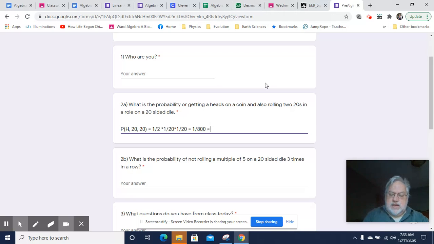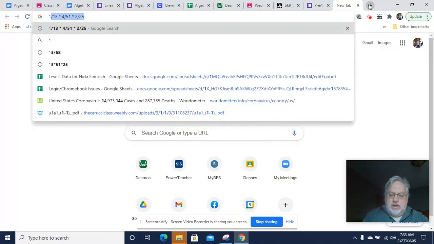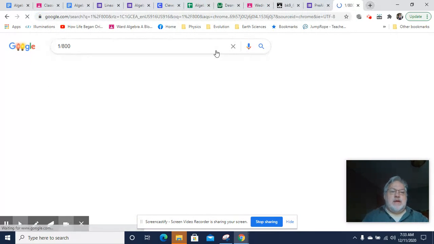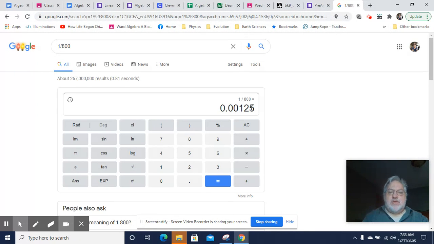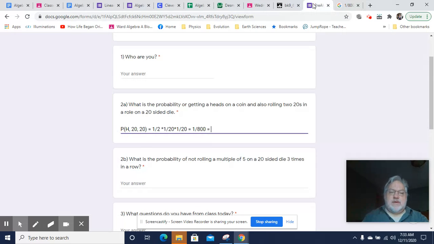And if you want to see it as a decimal, sure, we can do that. 1 out of 800 is going to equal 0.00125. No need to round here because it doesn't go on forever and it's not a particularly long decimal. To make that a percent, it'll be 0.125%. So not very good chance of that.